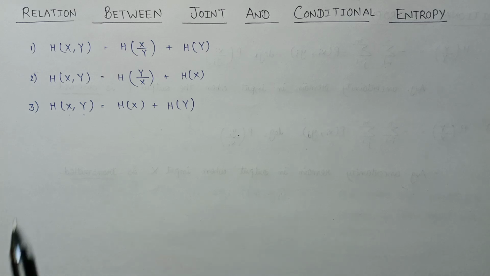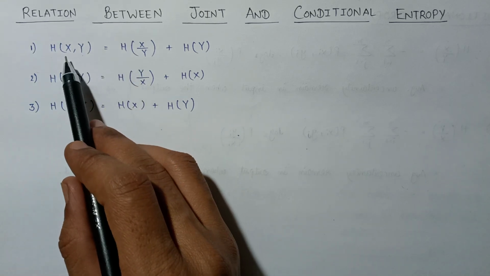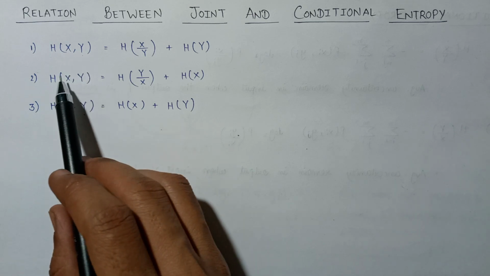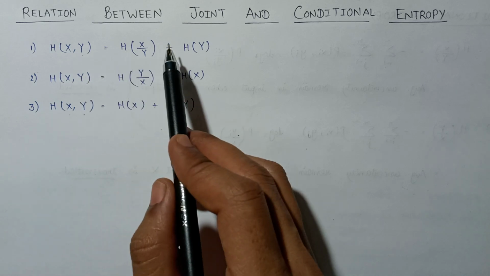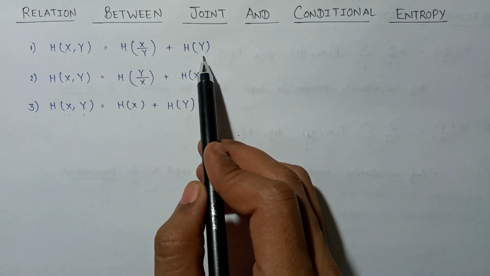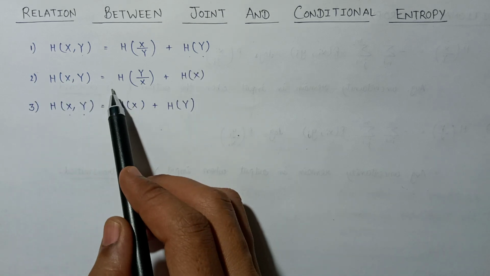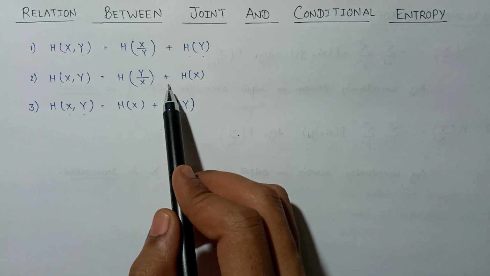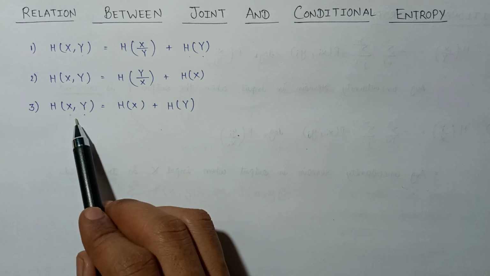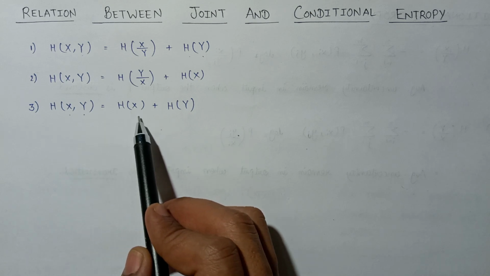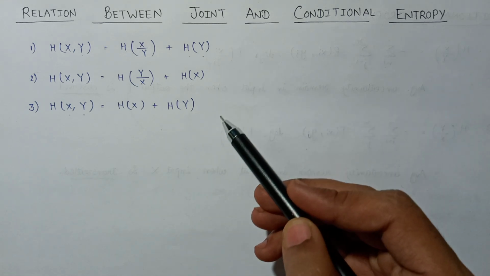So here is H(X,Y), which shows the joint entropy of the two independent events, that is X and Y. Here is the first relation: H(X,Y) = H(X|Y) + H(Y). The second relation shows that H(X,Y) can also equal H(Y|X) + H(X). Similarly, the third relation shows that H(X,Y) = H(X) + H(Y). We will prove each of these relationships separately.